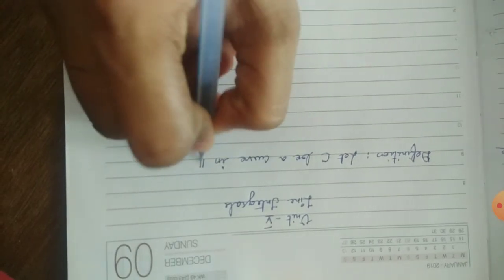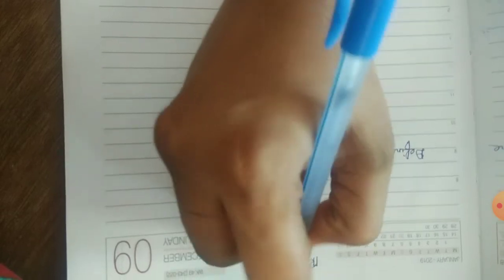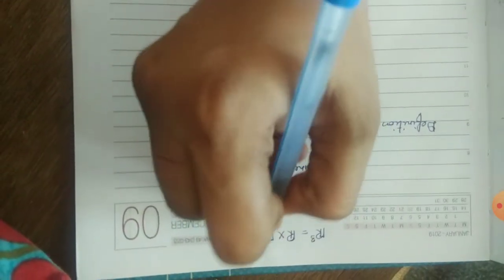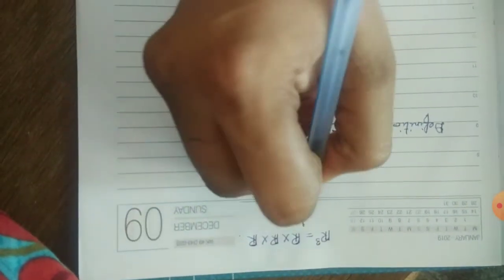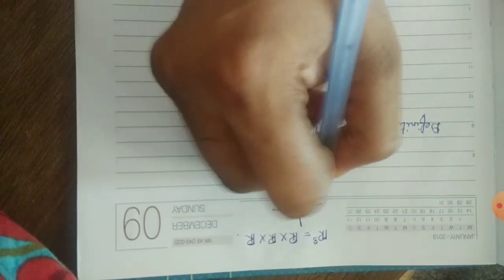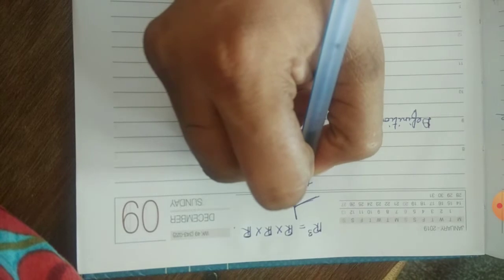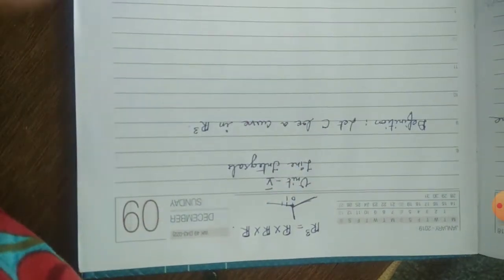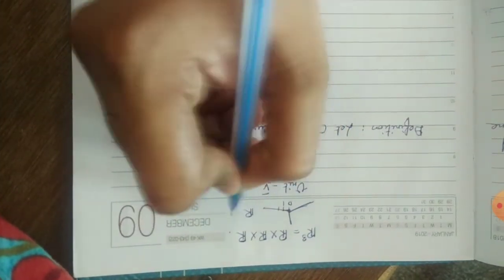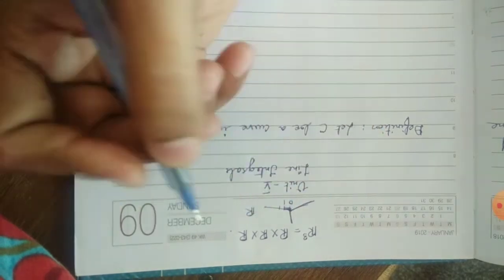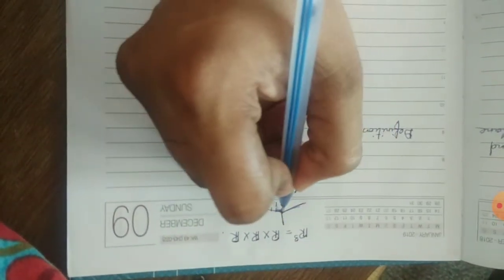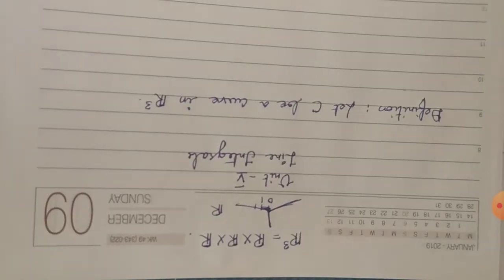in R cube. So what is R cube? R cube is R cross R cross R. So it is in a three-dimensional space that we have to define this curve, where the entries are all real numbers. Between 0 and 1 you can find infinite numbers, since it is real. Every entry is a real number in this three-dimensional space.